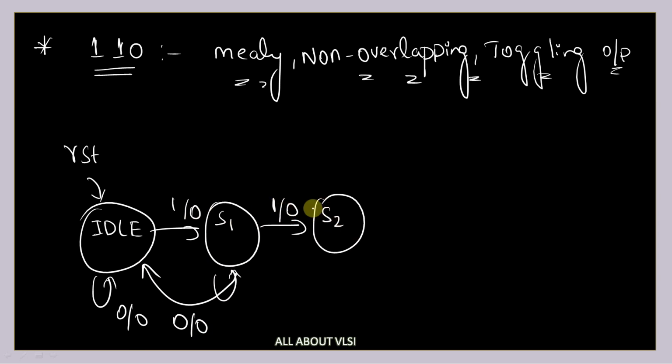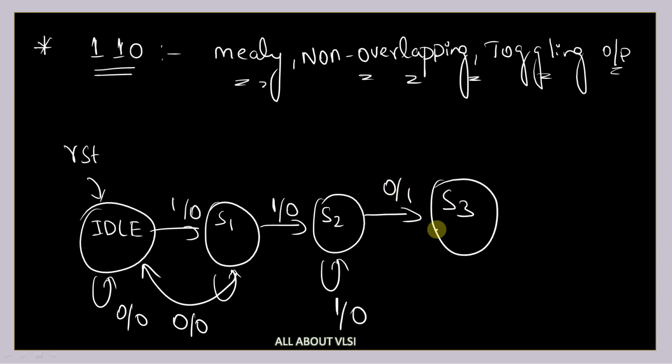Now 1 1. Followed by one more 1, I'm going to stay in the same state. My output is equal to 0 only. But if I'm getting 0, I'm going to a state which is known as S3 state. This is my Mealy non-overlapping for 110. If I get 1, S1, S2, and S3 is the state where 3 bits are matching and my output is equal to 1.